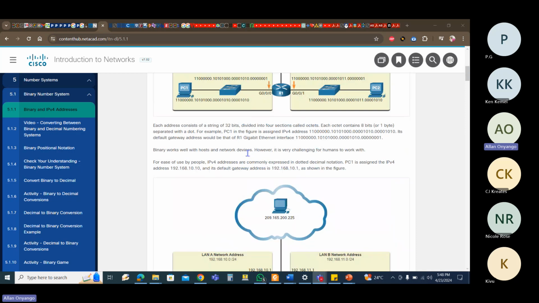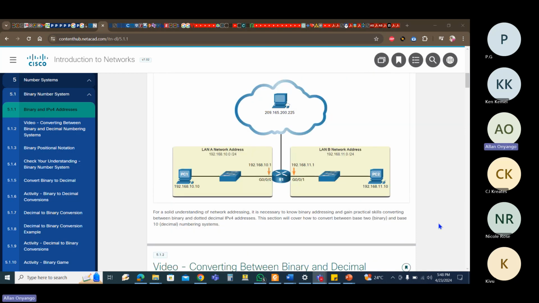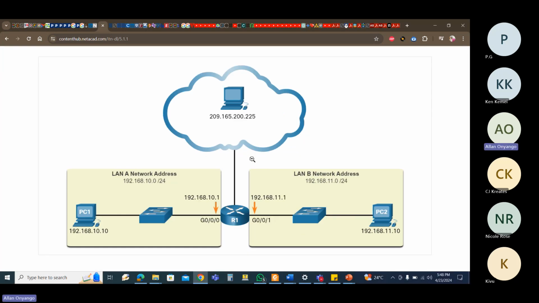All right, so let's see this. Let's start with how we see those addresses. So this is how we see the addresses.